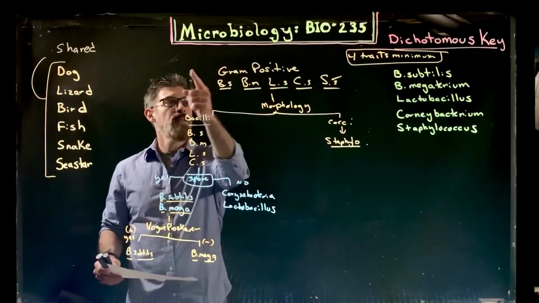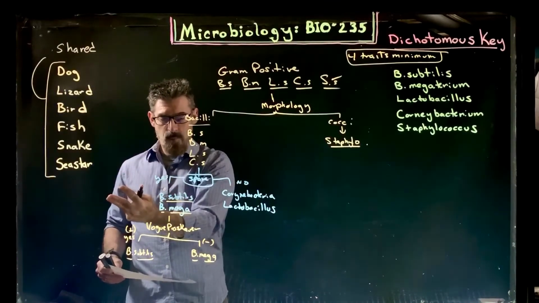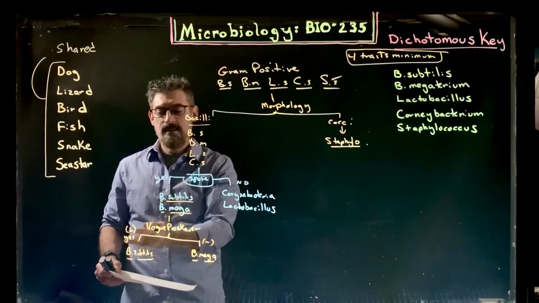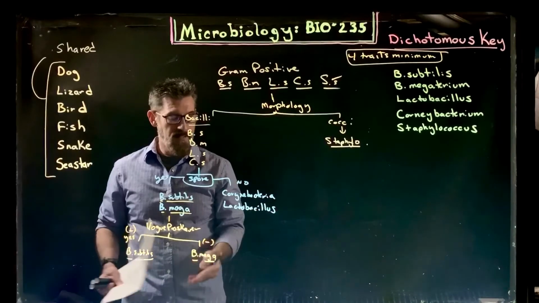For here, you have it's gram-positive. It's a bacilli. It is a spore former, and it has positive or negative test for the Voges-Proskauer. So that's the 4 traits. Good. You don't have to add anything more.